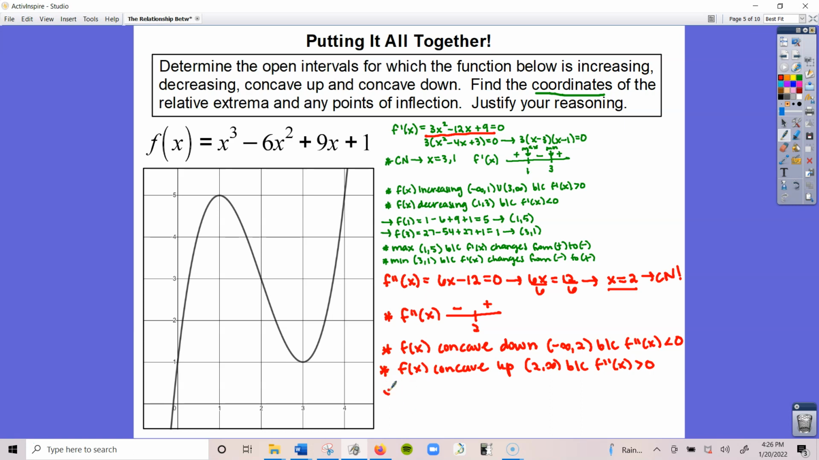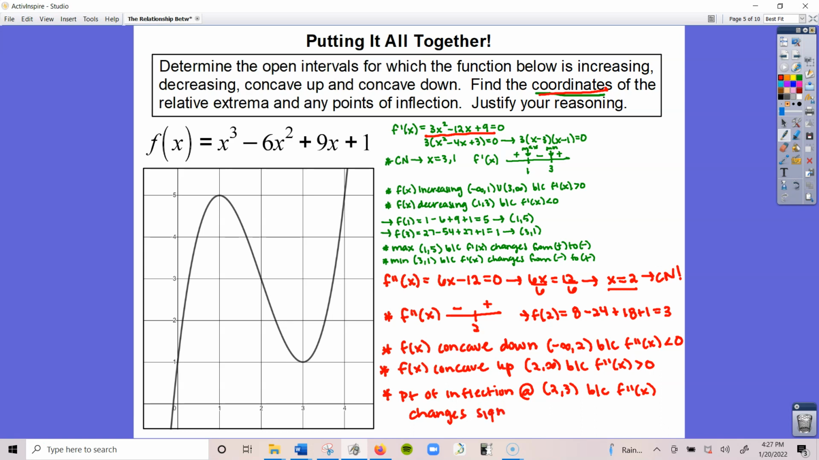Finally, our points of inflection. We have a point of inflection when x is equal to 2. But again, we want that coordinate. So I need to find f of 2 to get the coordinate. I'm going to plug it in here. 2 to the third is 8. Minus 2 squared is 4, times 6 is 24. Plus 9 times 2 is 18, plus 1. 8 minus 24 is negative 16, plus 18 is 2, and 2 plus 1 is 3. So we have a point of inflection at (2, 3), because f double prime of x changes signs.